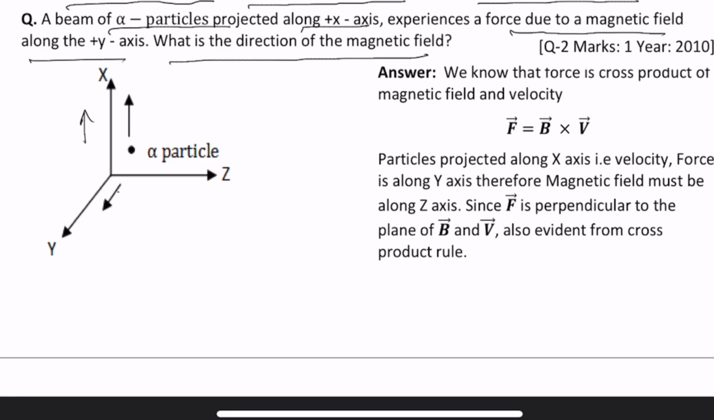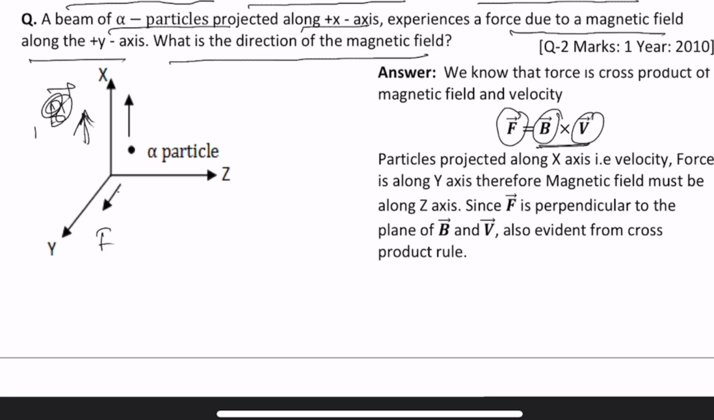Now we know that the force experienced by a charged particle because of its velocity is q v cross B, where B is the induction vector of the magnetic field. So the force must be perpendicular to B and v both. Now if v is along the x-axis and force is along the y-axis, then B must be perpendicular to both. So what is the direction of the magnetic field?